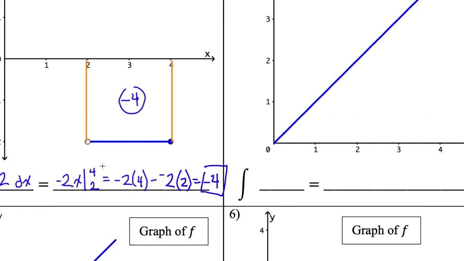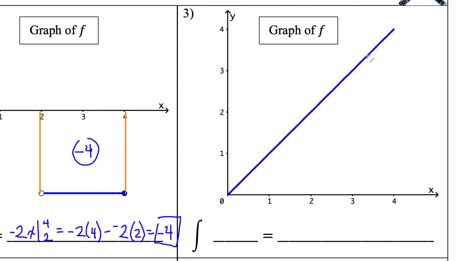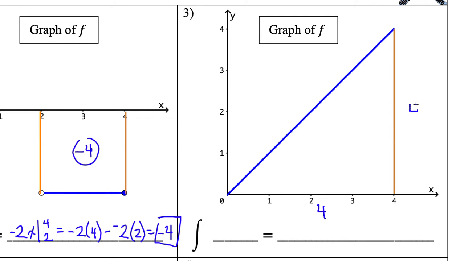All right, I'm on to number 3 now. The graph is already there, so I just need to go ahead and make my lines. It clearly ends over here at 4. Okay, so what is my area? Well, it's base, which is 4, times height, which is 4. 4 times 4 is 16, but half of that, because it's a triangle, is 8.